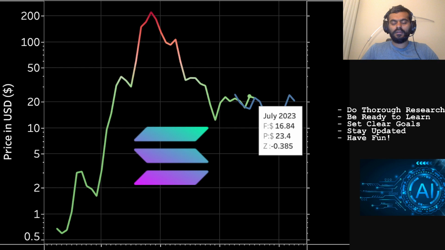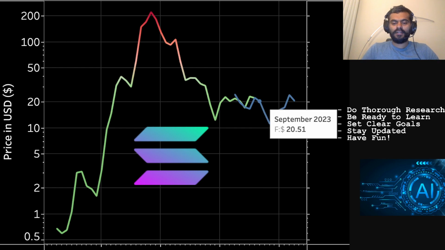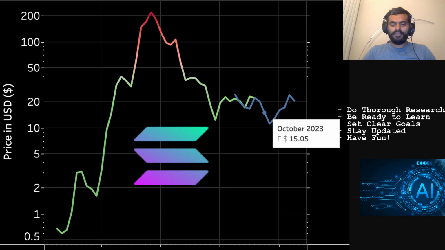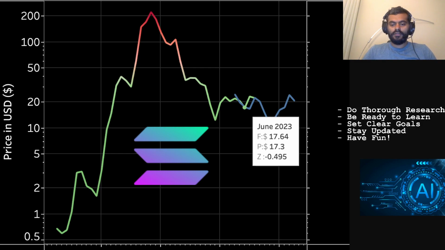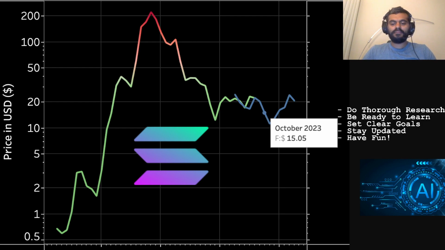So in September of 2023, that is the current month, the forecasted price is $20.51. That is the monthly average, and this is not financial advice, this is use of historical data to forecast future price action using AI technique. So for September, the AI based forecast was $20.51. For October, it's at $15, which is again kind of challenging these lows that were created in the June 2023 time frame.